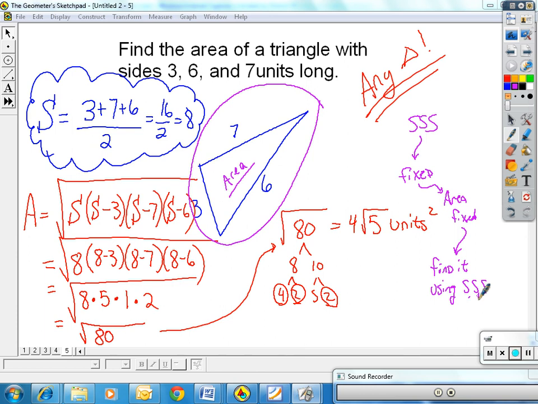So really only one formula for today, and that's Brahmagupta's, and then you can apply it also with the triangle when that 4th side is 0.